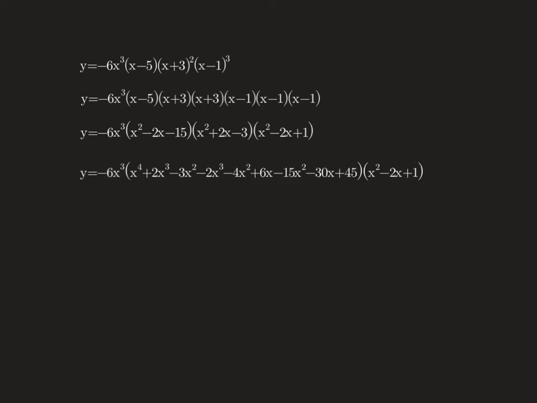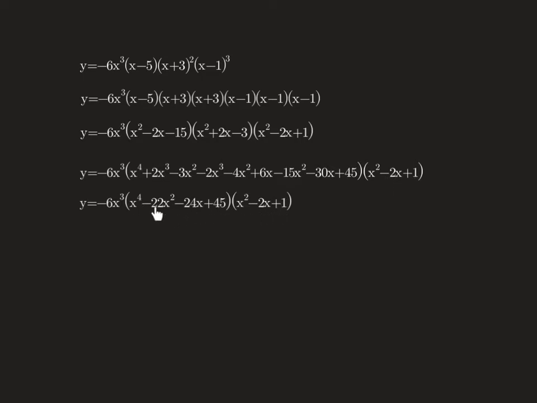All right, we'll keep this x squared minus 2x plus 1 for now, and I will reduce this. So I got the 2x cubed, and I've got a negative 2x cubed. Those will cancel out. I've got a negative 3x squared, a negative 4x squared, and a negative 15x squared. So that's going to be negative 22x squared. Let's see, my x terms are 6x and negative 30x, so negative 24x. And I got my plus 45 and my x to the 4. And we still have my x squared minus 2x plus 1 that we have to multiply.